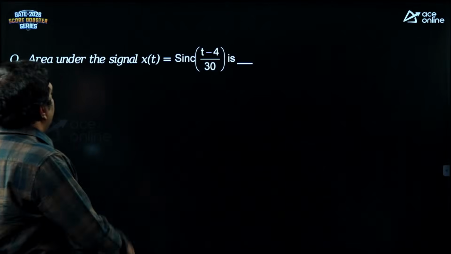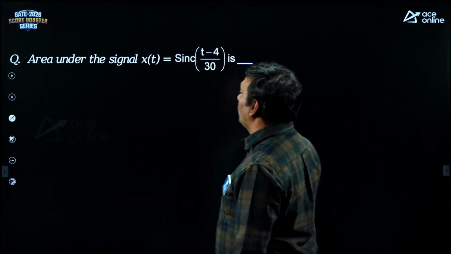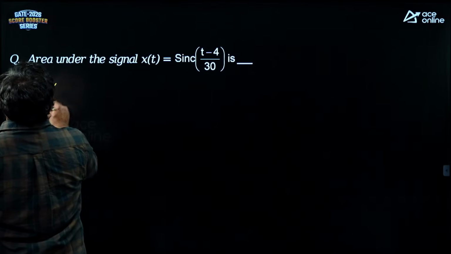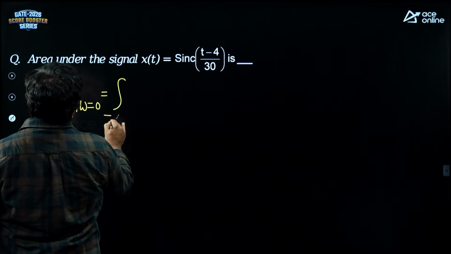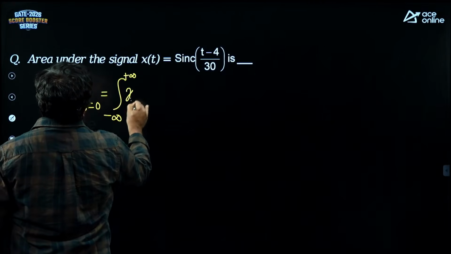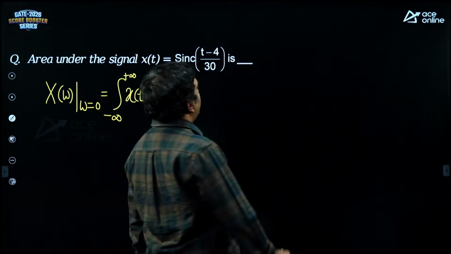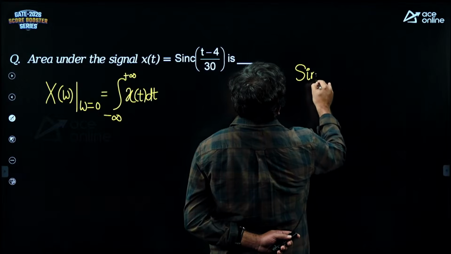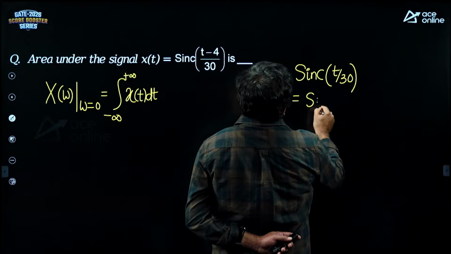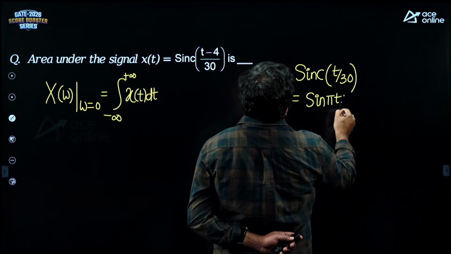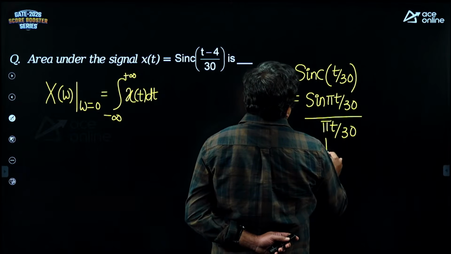Okay. The area under the signal sinc of (t minus 4) by 30 is asked. Generally, area under the signal means the spectrum at 0, from the definition of Fourier transform. You draw the spectrum, take its value at origin. First, concentrate on sinc t by 30, that is sin(pi t by 30) by (pi t by 30).